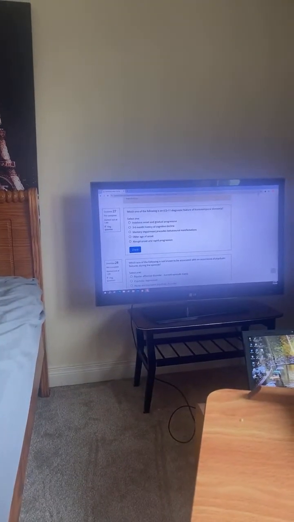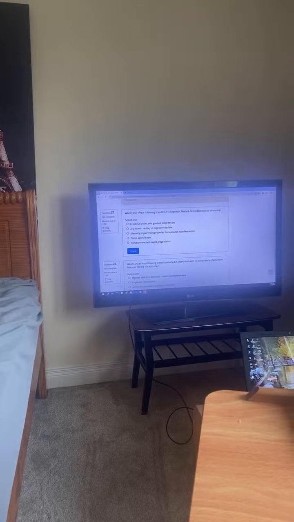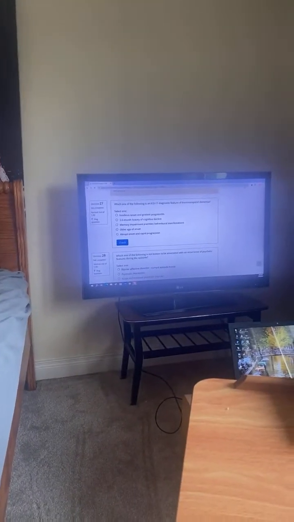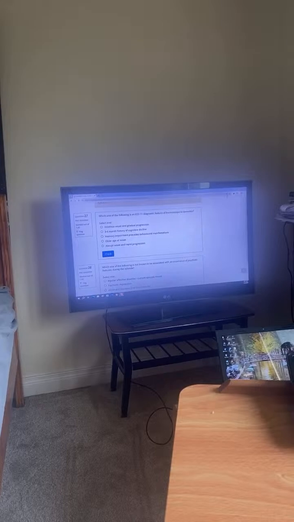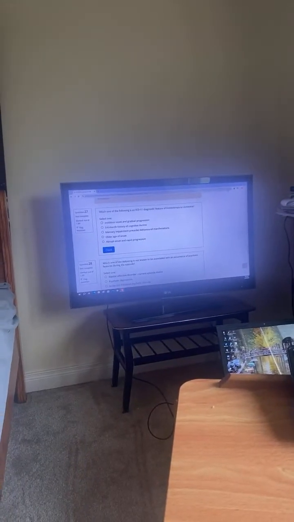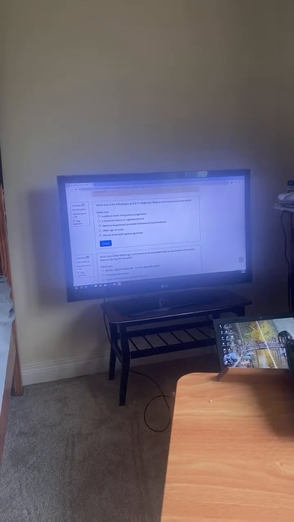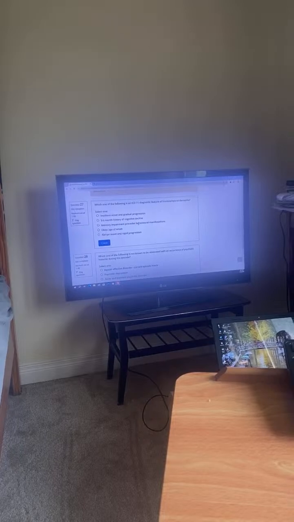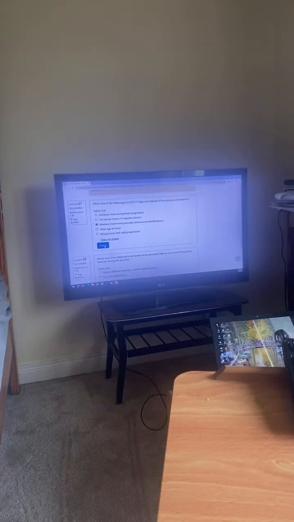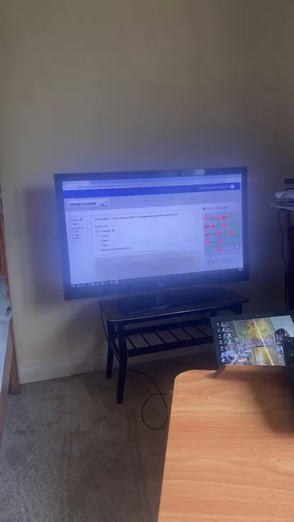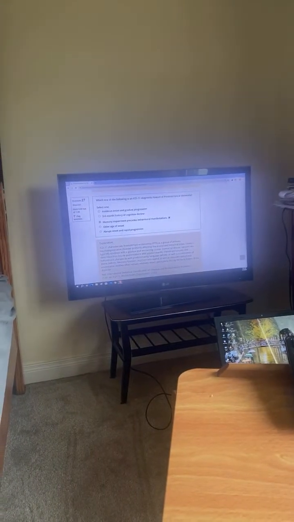Which one of the following is an ICD-11 diagnostic feature of frontotemporal dementia? Frontotemporal region, insidious onset and gradual progression, six months history of cognitive decline, memory impairment precedes behavioral manifestation, older age onset, abrupt onset. I think memory impairment comes after the behavior. No, this is not the correct one.